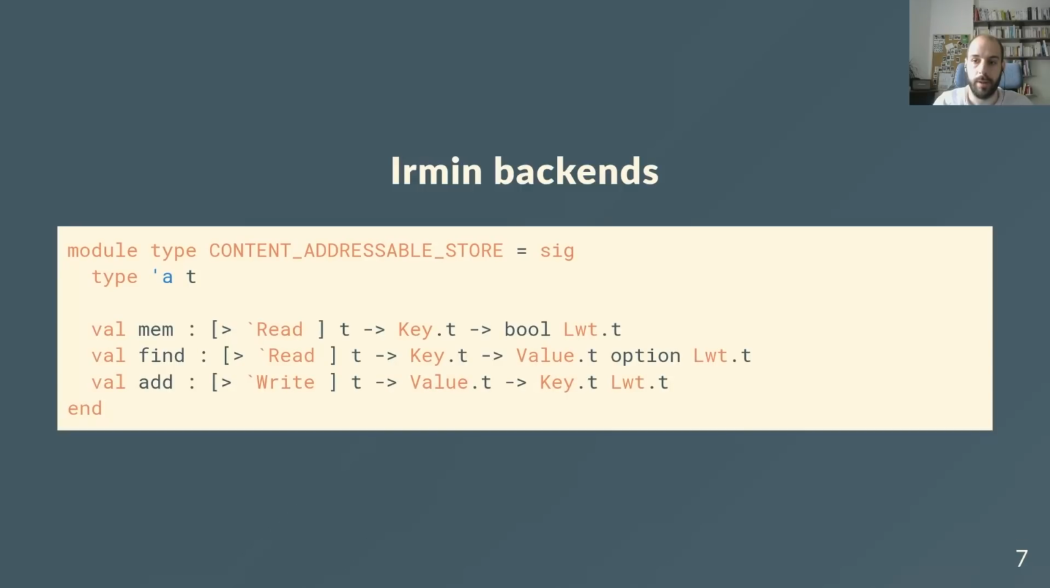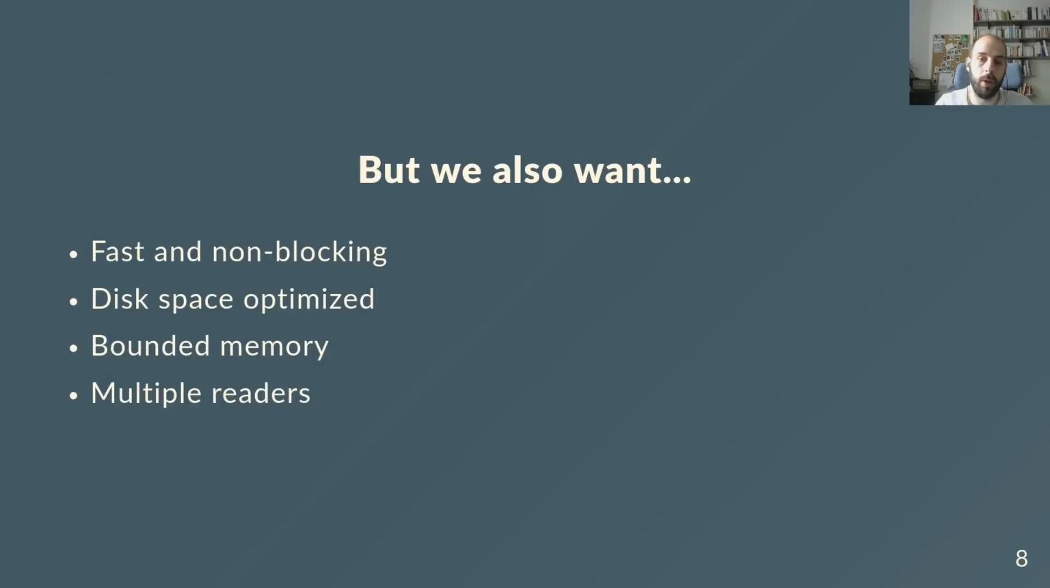An Irmin backend must provide a pretty simple interface. Of course, that can hide an arbitrarily complicated implementation, but the basic operations allow adding and looking up. All the data is content addressable, so that means the data can be retrieved based on the hash. We also have other constraints. Because a Tezos node can perform multiple operations at once, such as validating blocks, answering user requests, or getting data from the network, we cannot block, and the latency when performing an operation must be minimal.